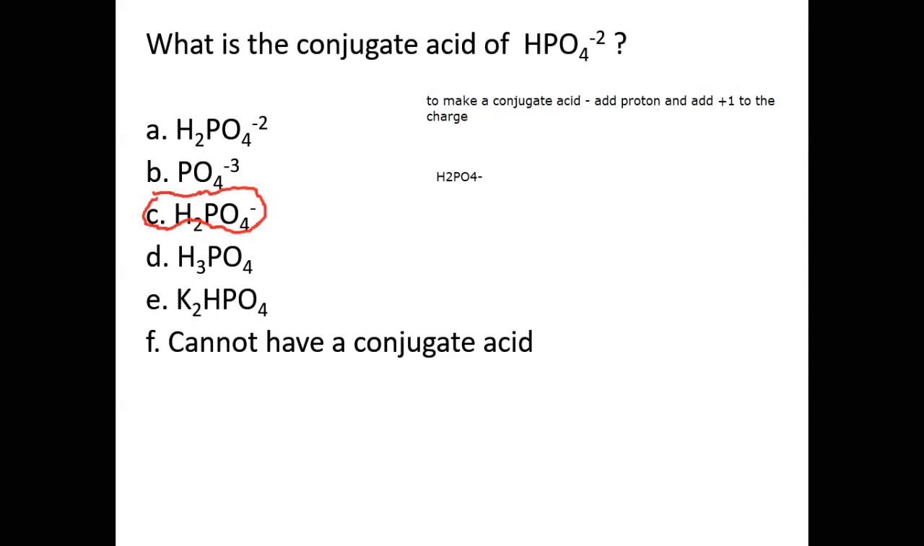Now let me ask you this. What would be the conjugate base? So we have to remove a proton and decrease the charge by 1. So the conjugate base is B, the phosphate ion. This is called, just say, conjugate base.